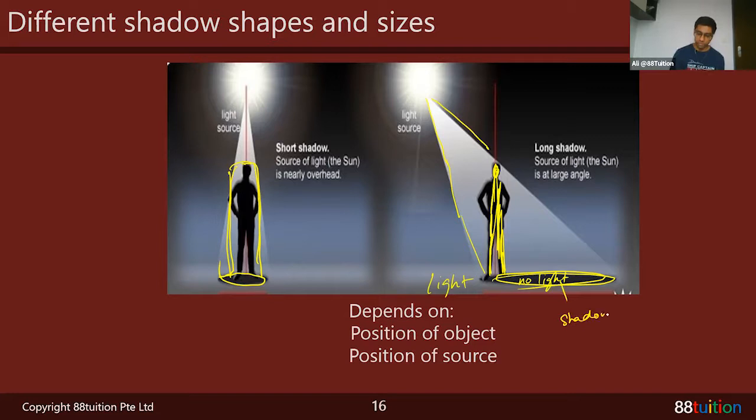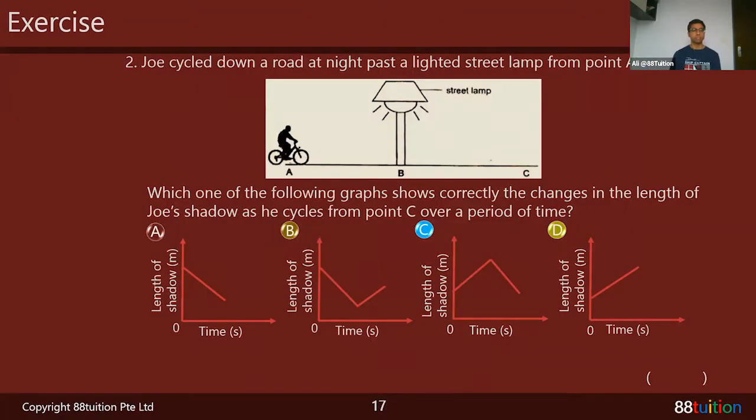Again, you need to be aware of short and long shadows. If you are aware, you can answer this question. Go ahead and tell me answer A, B, C, or D. Joe cycled down a road at night past a lighted street lamp from point A to point C. So he's going to have different shadows as he moves, right? Especially at B. I'll give you a clue: find out the size of the shadow when he is at B.